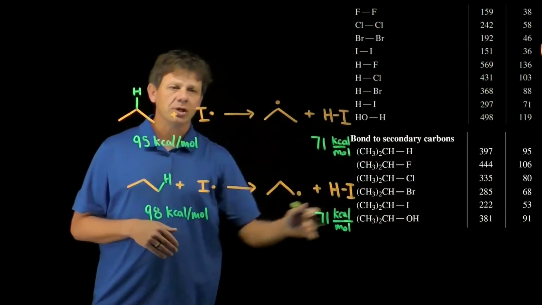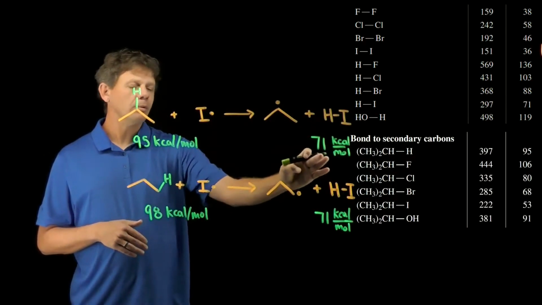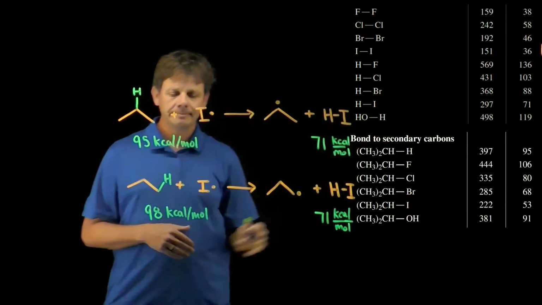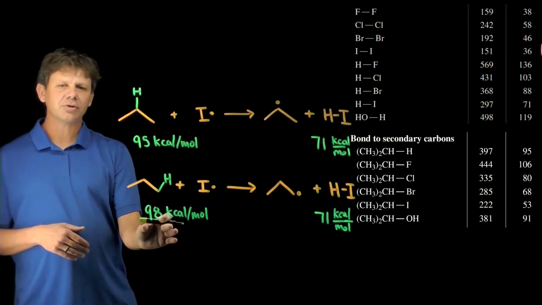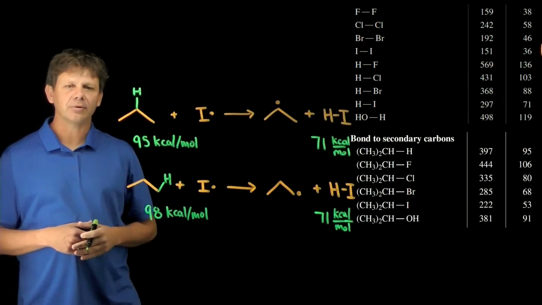You can find that in the chart over here on the right. The HI bond that forms is going to be worth 71 kilocalories per mole. That's in the chart up here in the upper right. And then the other one that matters is the primary CH, not shown on screen, but in the table in the text, is at 98 kilocalories per mole.